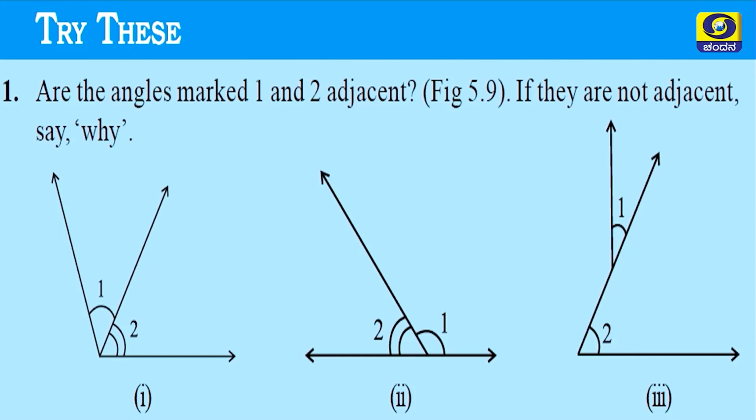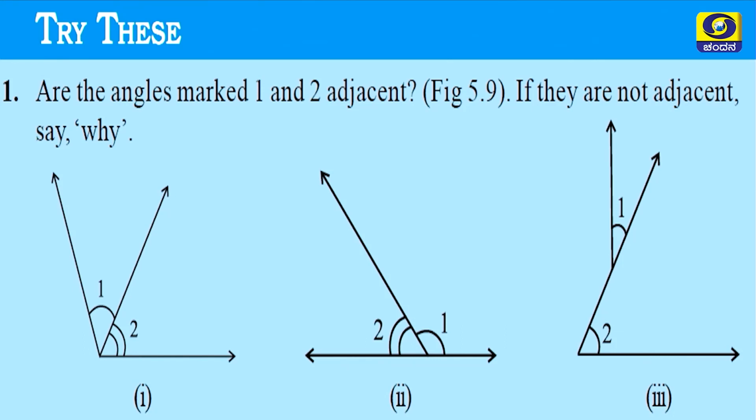If they are not adjacent, say why. That is the question. Look at the diagram very carefully. Before answering this question, recall the meaning of adjacent angles. Adjacent angles should have a common vertex and a common arm. Let us find this in 3 diagrams. In the first diagram, there is a common arm between angle 1 and 2. Similarly, there is a common vertex also.